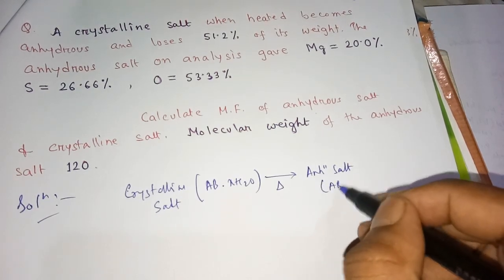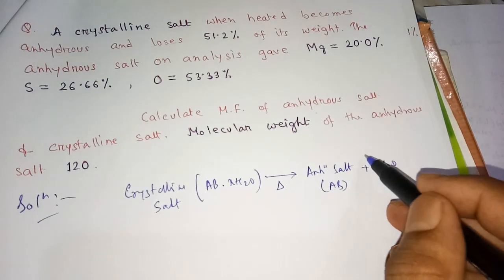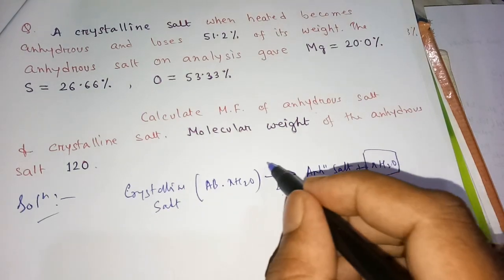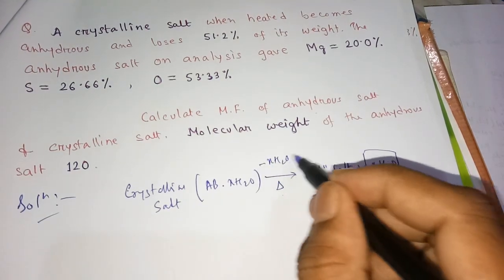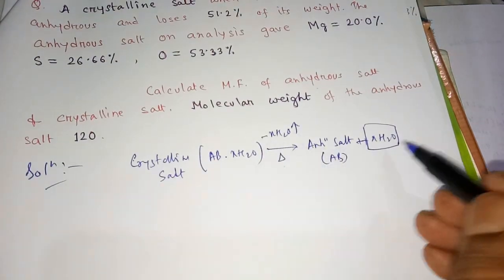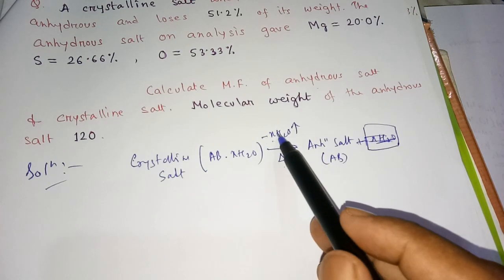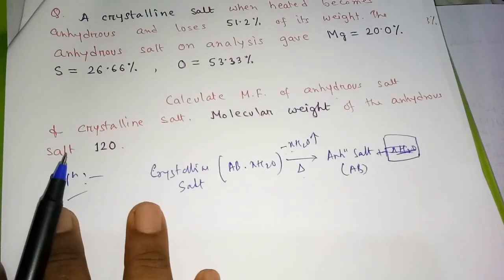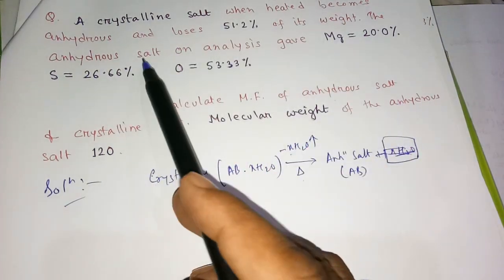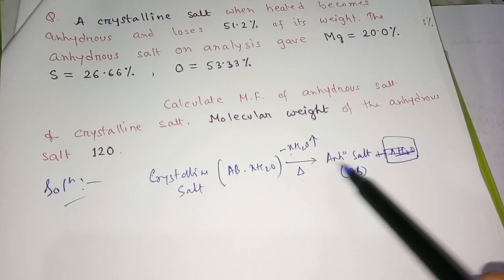Anhydrous salt, your AB plus XH2O, means on heating this XH2O evaporates. You can write it like that also. You just cut that one right inside. This much water evaporates. Now in that question it is given a crystalline salt that, when heated, becomes anhydrous.